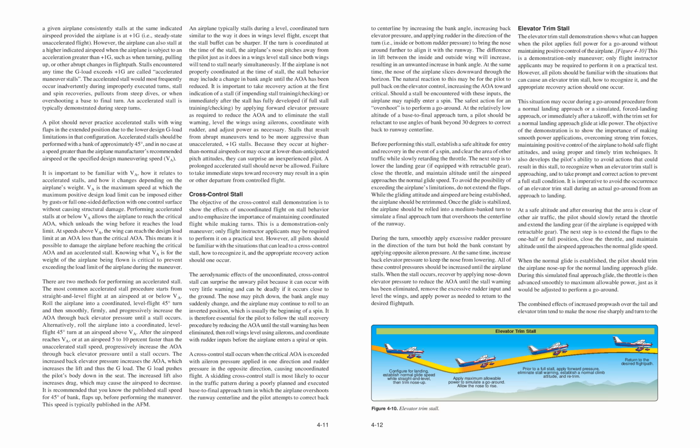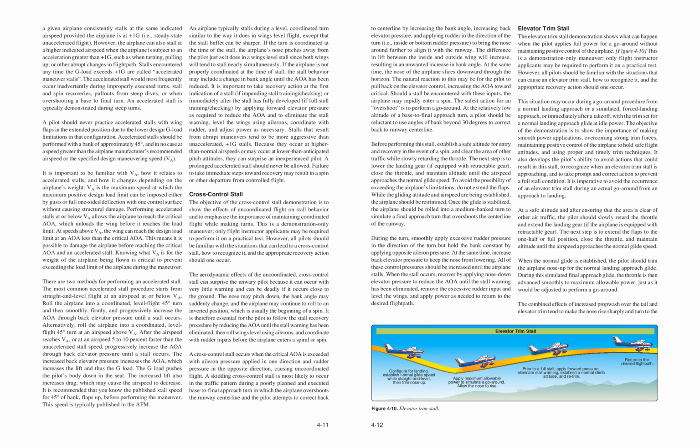During the turn, smoothly apply excessive rudder pressure in the direction of the turn but hold the bank constant by applying opposite aileron pressure. At the same time, increase back elevator pressure to keep the nose from lowering. All of these control pressures should be increased until the airplane stalls. When the stall occurs, recover by applying nose-down elevator pressure to reduce the AOA until the stall warning has been eliminated, remove the excessive rudder input and level the wings, and apply power as needed to return to the desired flight path.